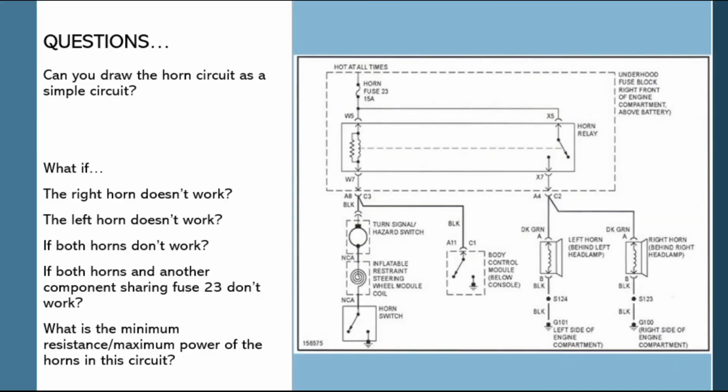Sometimes when I look at wiring diagrams, it's just easier for me to redraw them as a simple circuit, just to see what's going on. So I'm thinking about the horn circuit again, the path. I'm going to change my hot at all times at the top of the schematic here into a little battery. And then I'll put the fuse in, why not? And I'm going to go through a relay. I'm just going to represent the whole relay and the horn switch with one little switch because it's my simple circuit. And then I go along and I'm going to hit this point in the connector.